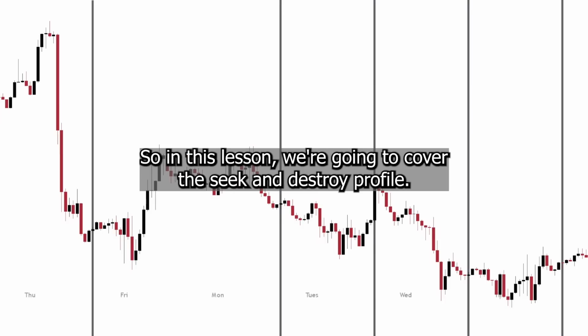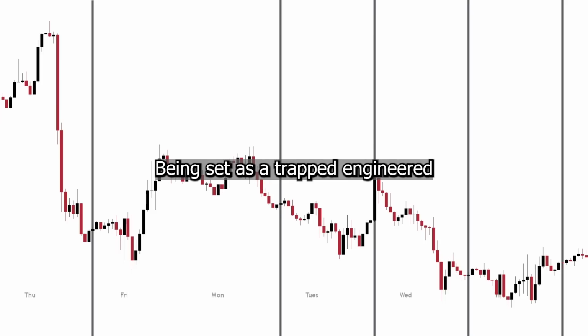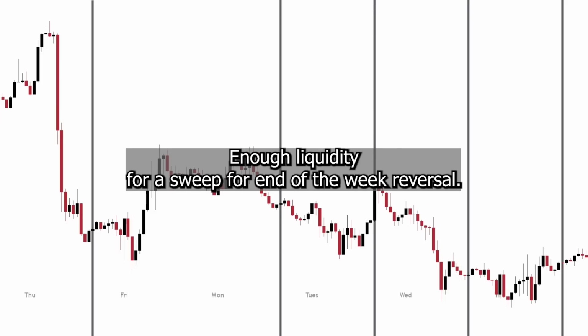Hello traders, in this lesson we're going to cover the seek and destroy profile. To keep it simple, a seek and destroy profile is a high and low being set as a trap to engineer enough liquidity for a sweep for an end of the week reversal.